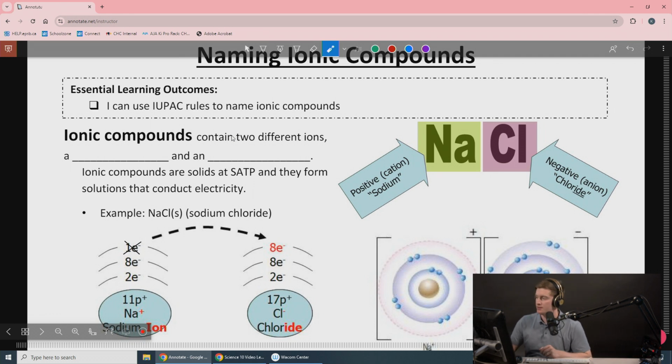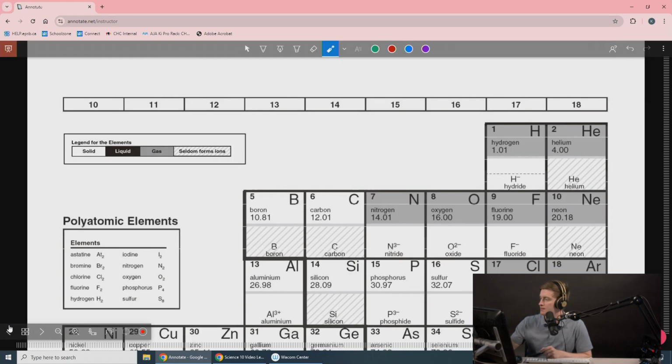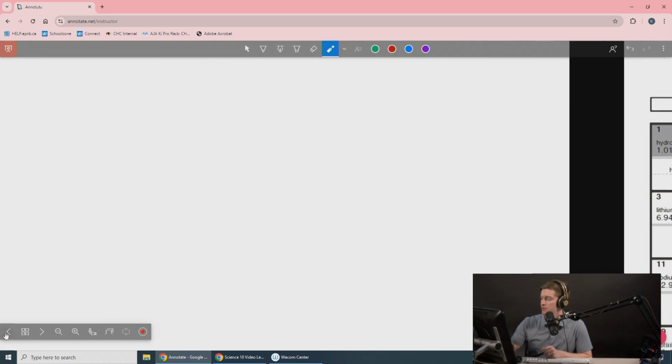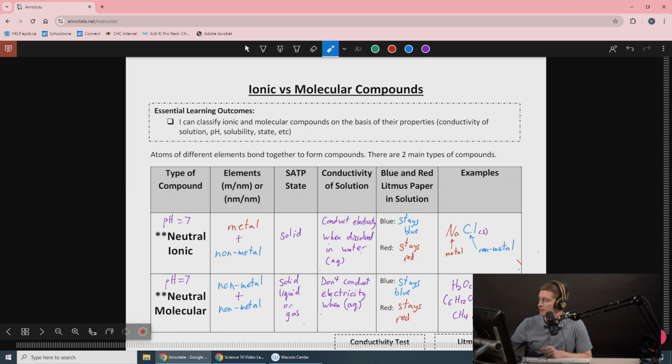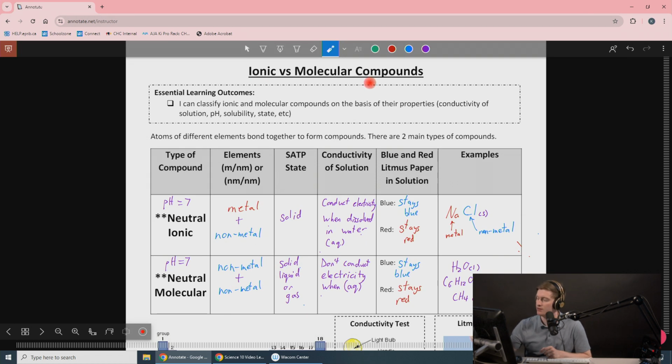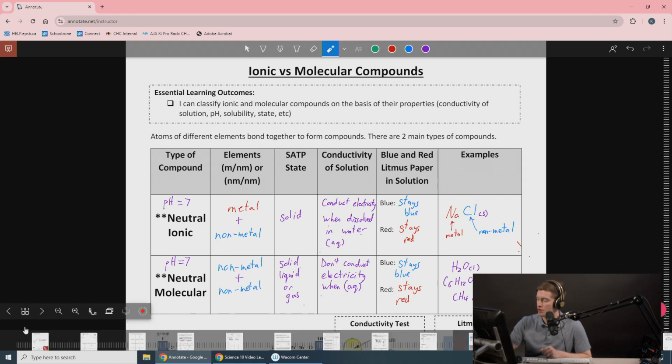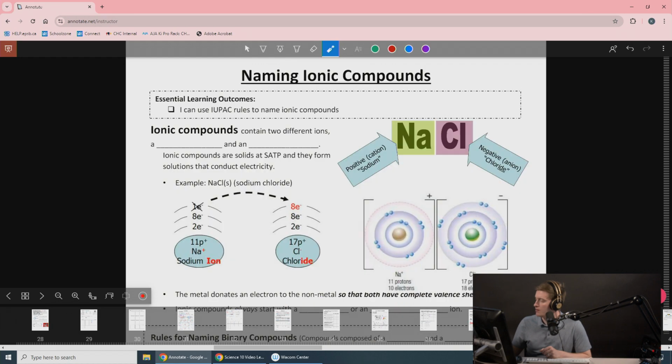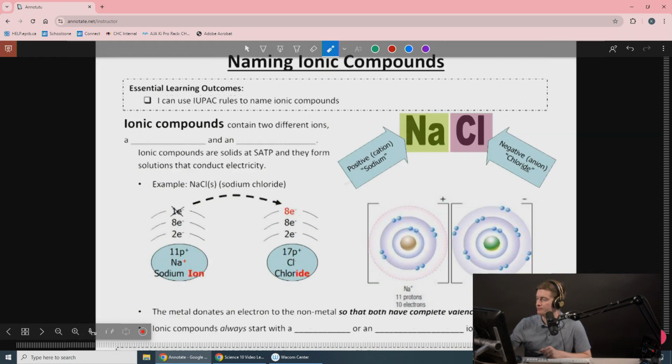Welcome back. Today we're going to be talking about naming ionic compounds. In our last lesson, we talked through the differences between ionic and molecular compounds, where an ionic compound is a compound that forms between a metal and a non-metal, and a molecular compound is a compound that is formed between two non-metals. Today we're going to be talking about how we name ionic compounds.